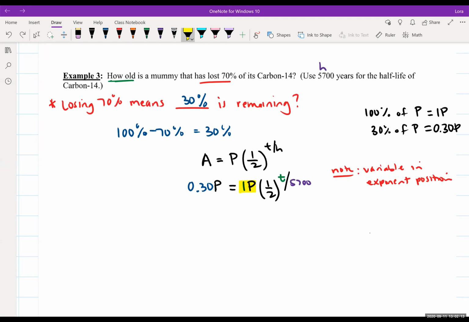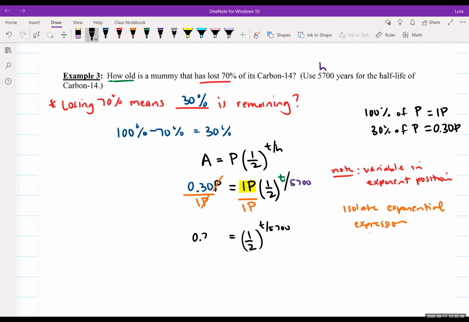we want to isolate the exponential expression first. So we're isolating the exponential expression. And we do that by dividing both sides by 1P. I guess you don't have to write the 1 if you don't want to, but might as well. So what ends up happening, we end up getting 1/2 taken to the T over 5,700. And 0.30P divided by 1P, you'll notice that the P's divide out because you'll never have 0 amount of carbon-14. And so this is what leaves us with our 30%.